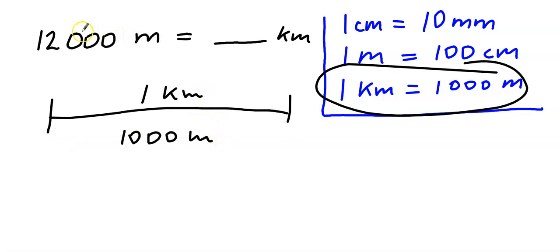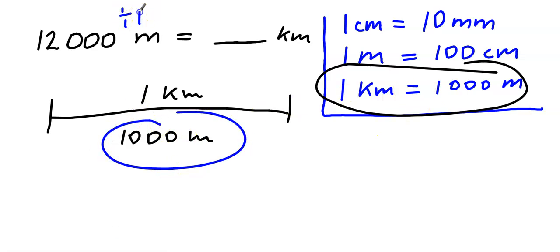If we have 12,000 of these amounts, we do 12,000 divided by our amount. So how many thousands are in 12,000? The answer is 12. So there's 12 kilometers in 12,000 meters.